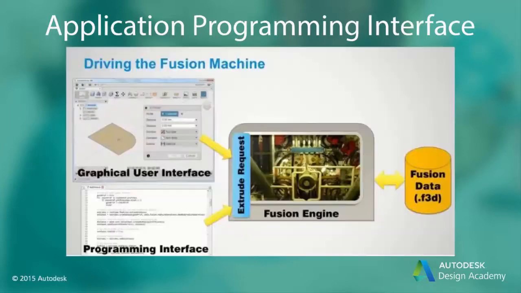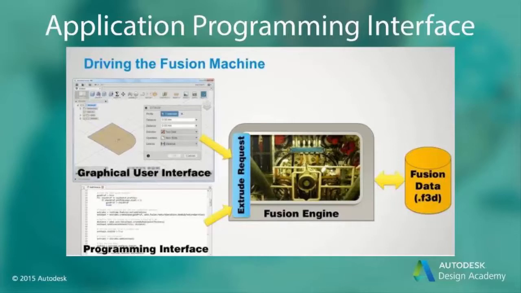So think of Fusion 360 as having an engine that creates all of the geometry and the data that we need. Now, there's 2 ways to control and run this engine and to tell the engine what to do. The first is the graphical user interface, and the other is the application programming interface, or the API, and that's what we're going to be focusing on.